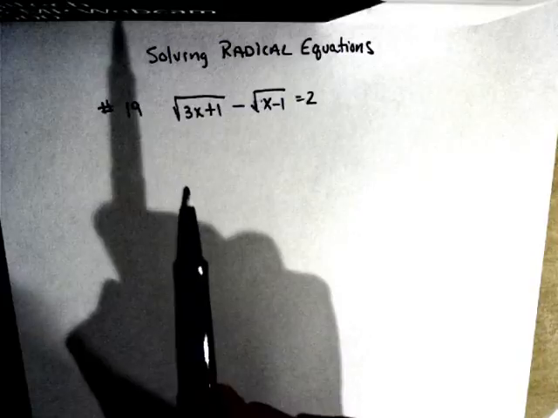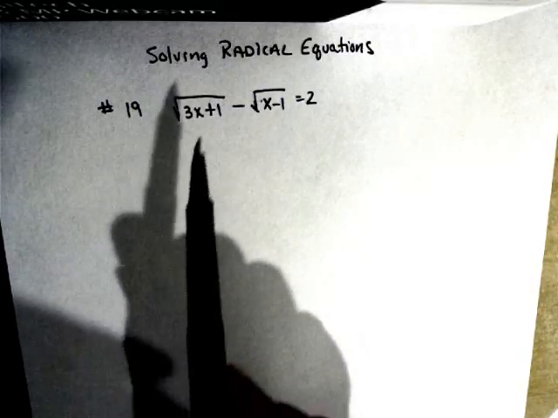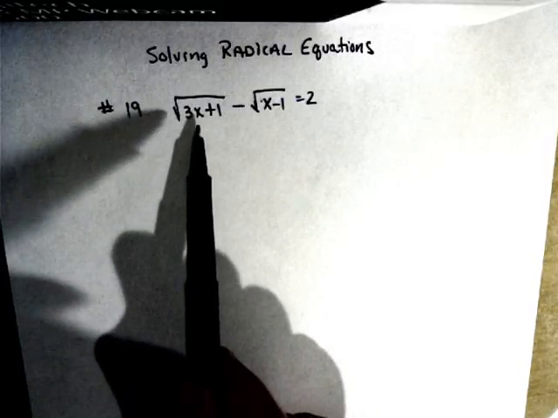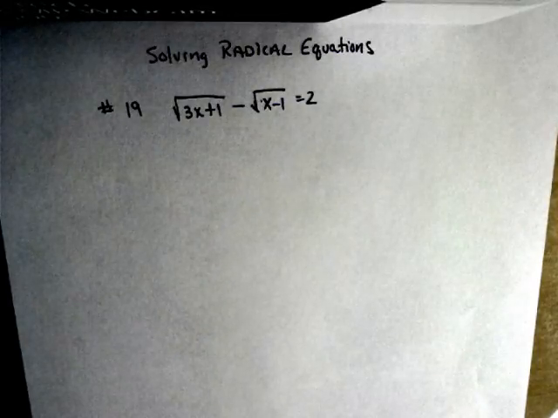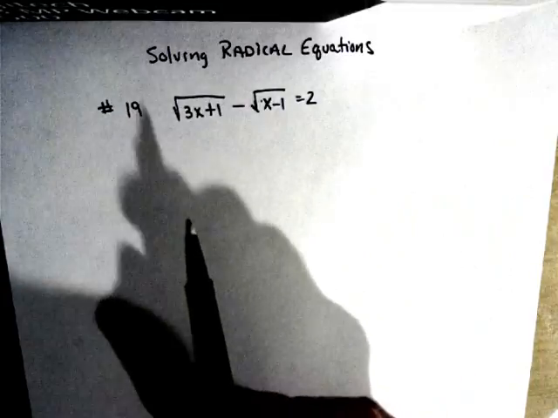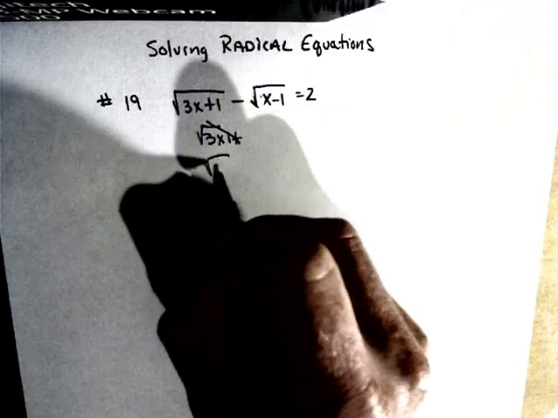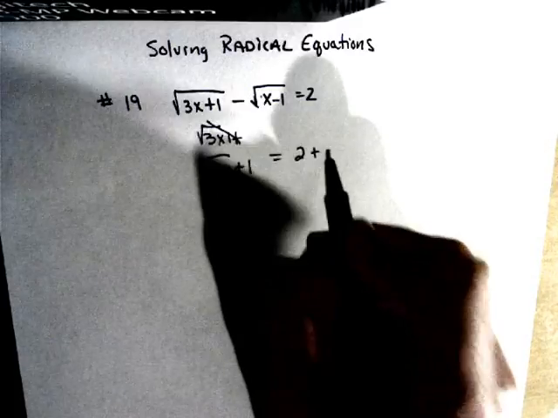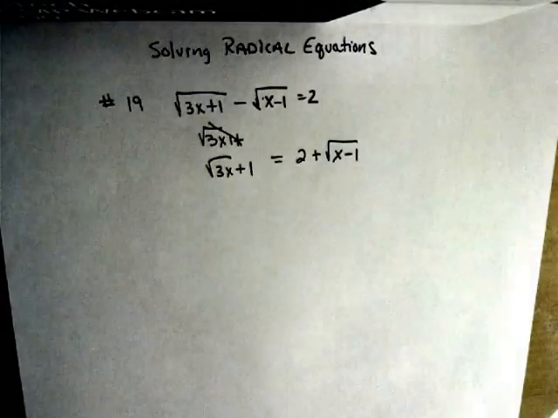To get rid of a radical, I need to do the inverse operation, which would be squaring. I don't want to square this expression because then I would have to do double distribute or FOIL with two radical expressions. So instead, I'm going to subtract or add one of these expressions to the other side. I'm going to take the negative expression and add it to the other side. Radical 3x plus 1 equals 2 plus radical x minus 1 on the other side.